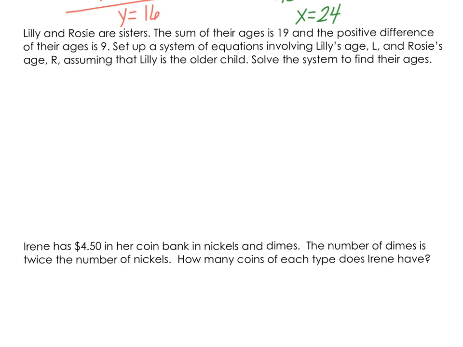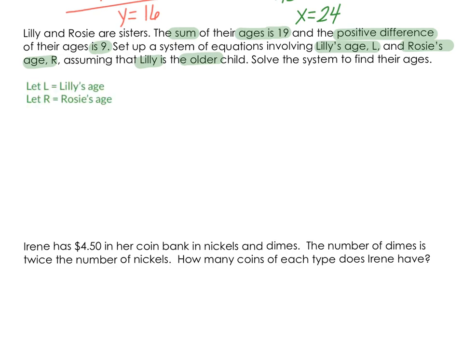Okay, the next question says Lily and Rosie are sisters. The sum of their ages is 19, and the positive difference of their ages is 9. Set up a system of equations involving Lily's age L and Rosie's age R, assuming that Lily is older, and then solve. So they already gave me my let statements. They told me them in the statement, but I'm still going to write them out.